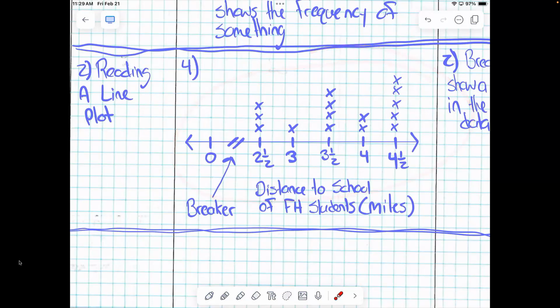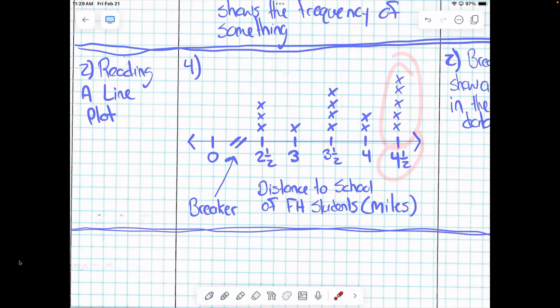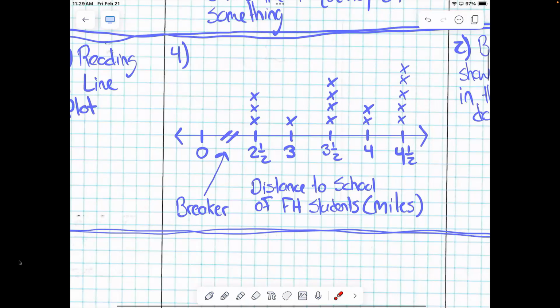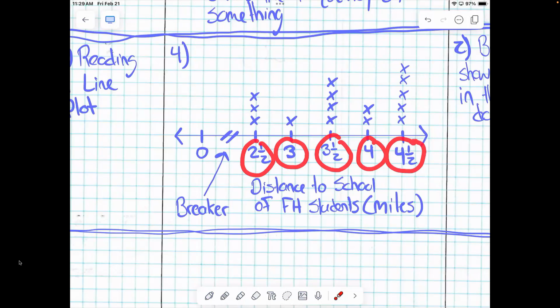What is the mode distance from Forest Hills according to this line plot? 4.5, because there's 5 kids and it's the most, right? Love it. Are the intervals between these numbers all the same? They go up by 1/2, right? 2.5, 3, 3.5, 4, 4.5.